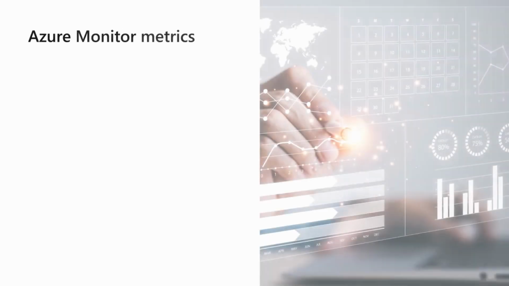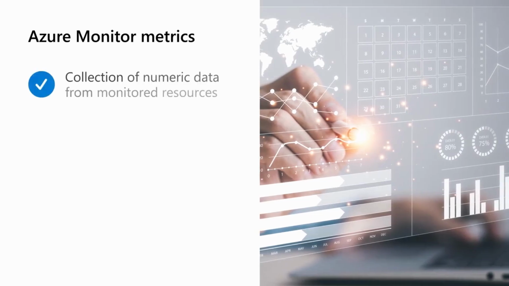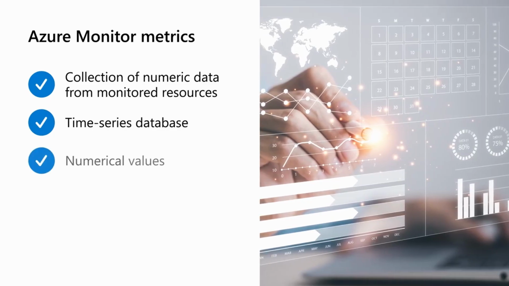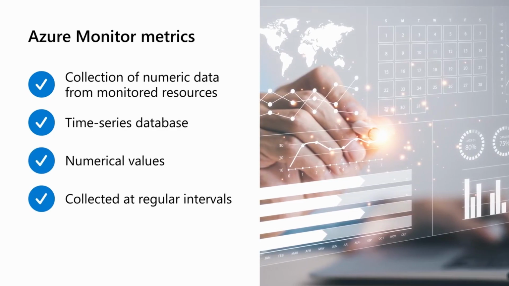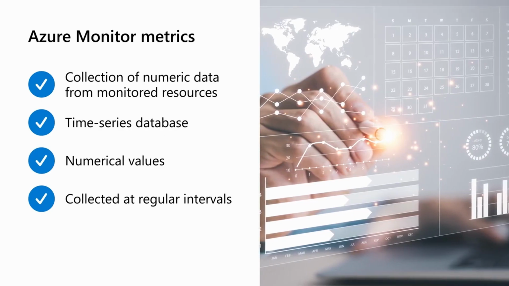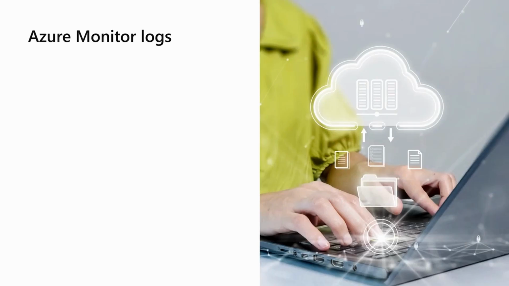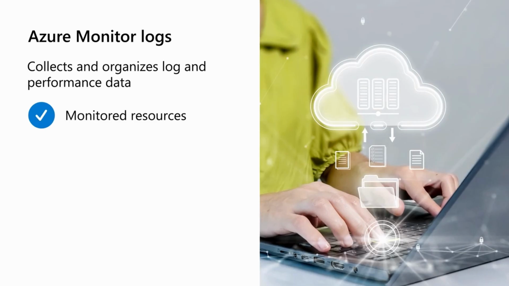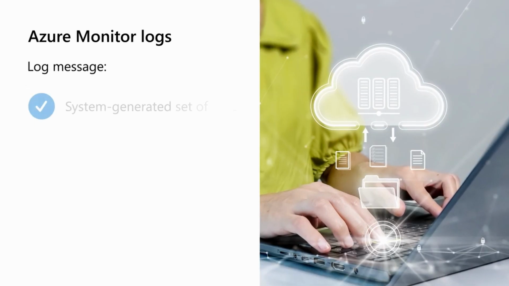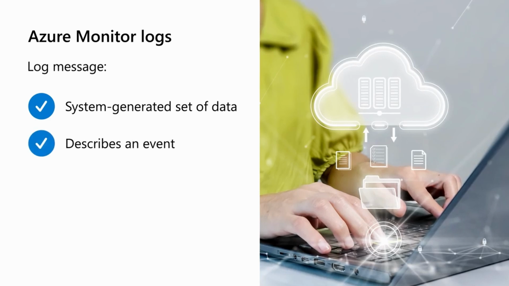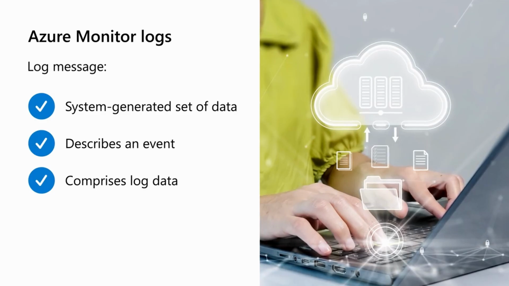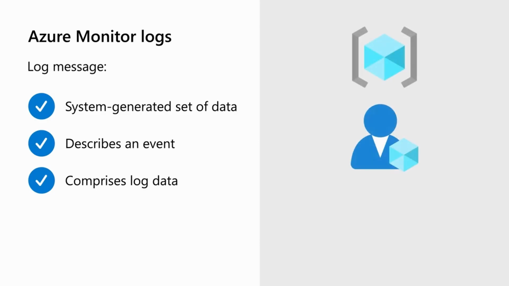All the data that Azure Monitor collects fits into one of two fundamental data types, metrics or logs. Azure Monitor Metrics is a feature of Azure Monitor that collects numeric data from monitored resources into a time series database. Metrics are numerical values collected at regular intervals to describe various system aspects at a particular time. Azure Monitor Logs is a feature of Azure Monitor that collects and organizes log and performance data from monitored resources. A log message refers to a system-generated set of data that describes an event that has occurred. A log message comprises log data, including information about the event, such as the resource accessed, the user or entity who accessed it, the time of the event, and so on.